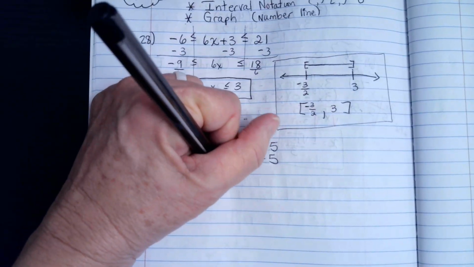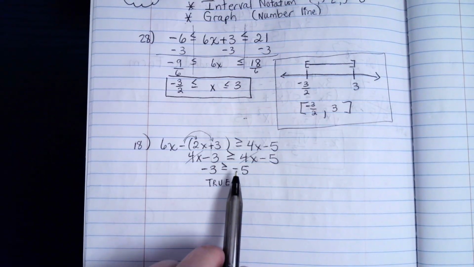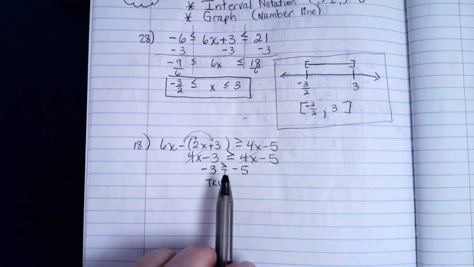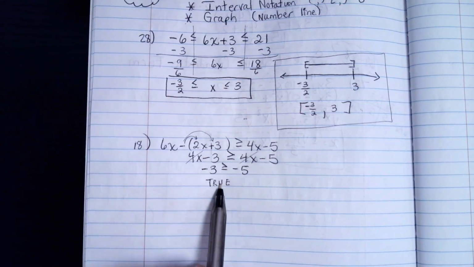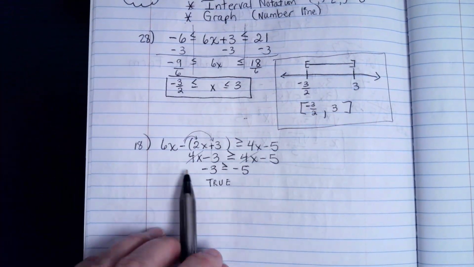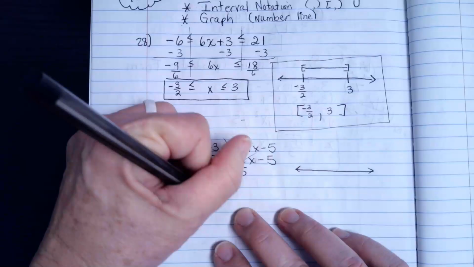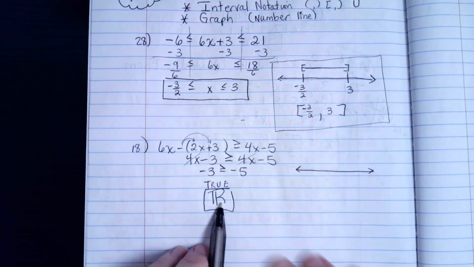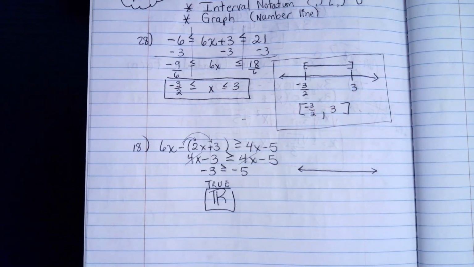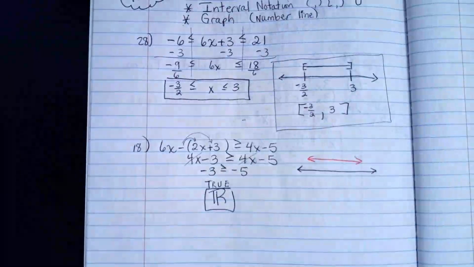If it is true in an inequality situation, or even if this was one of our identity problems and it had turned out true, we would have said all real numbers would have worked. If it is true, there's no number that could cause this not to work. So as far as my number line goes, how the heck am I going to show that on a number line? It's everything on the number line works.